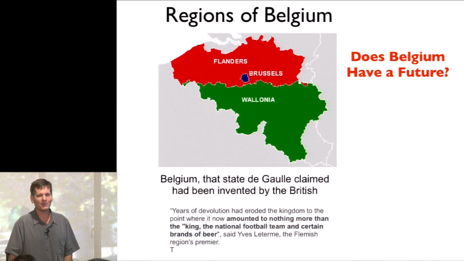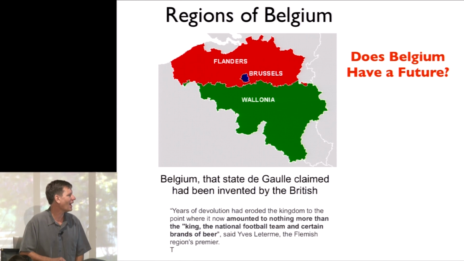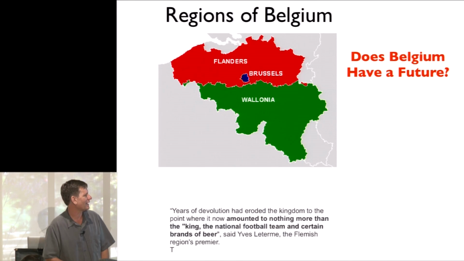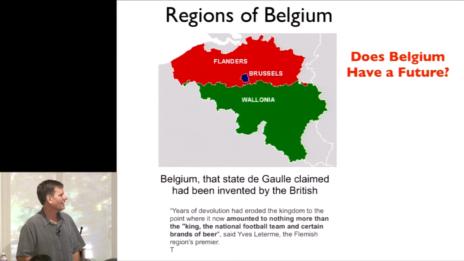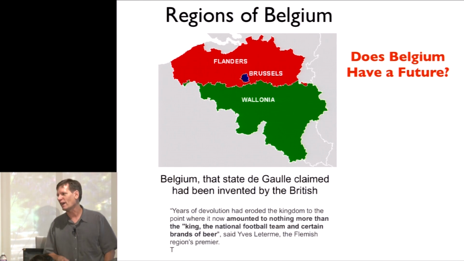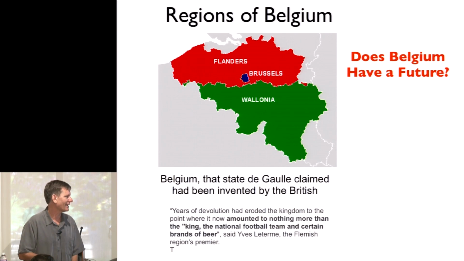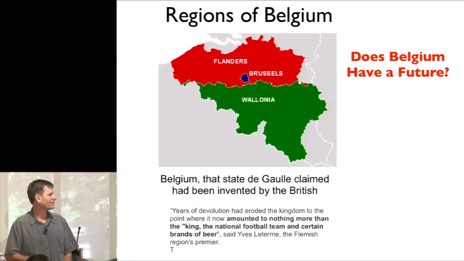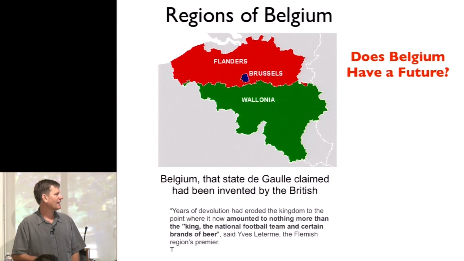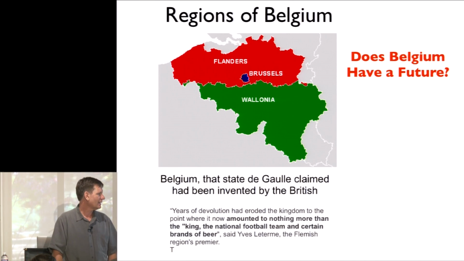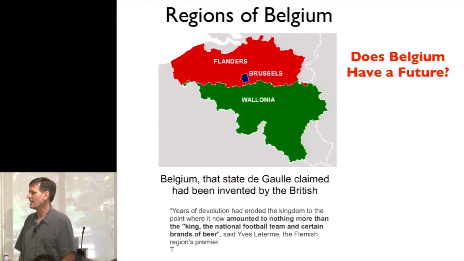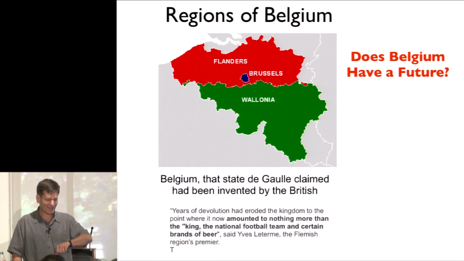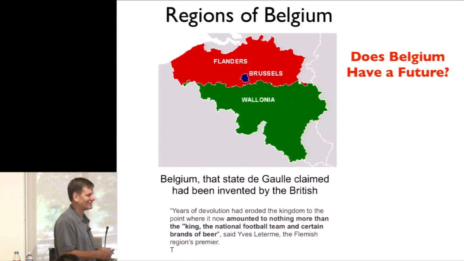I put up a few little comments about it. De Gaulle said it had, I missed that, I'm sorry, I left something out, had been invented by the British to annoy the French. So that got left out here. Or as one of the political leaders said, Belgium is nothing more than the king, the national football team, and certain brands of beer. Meaning that's what unites it.